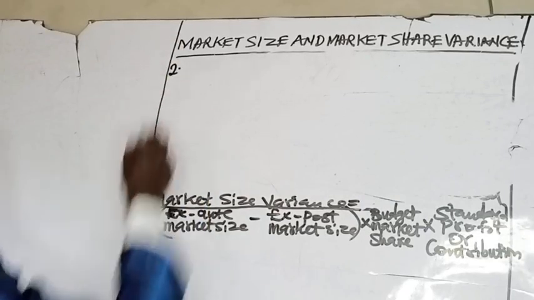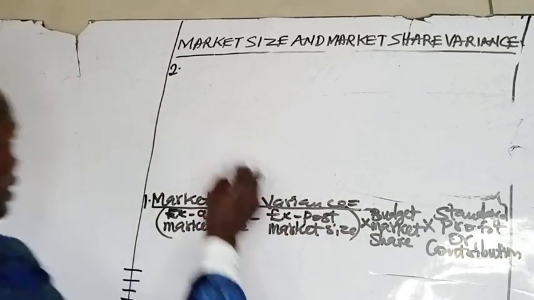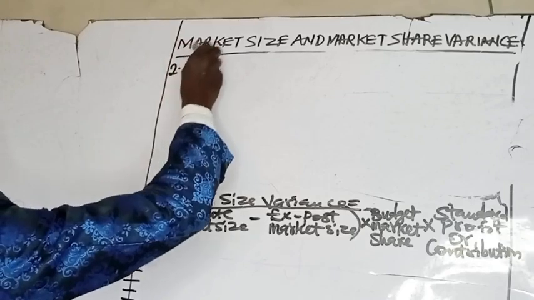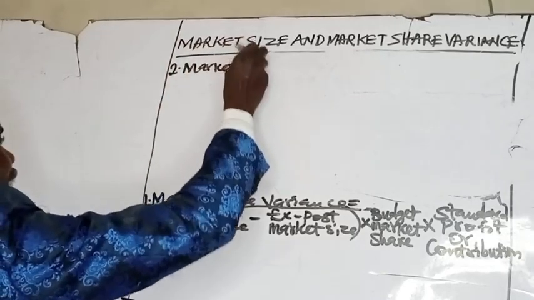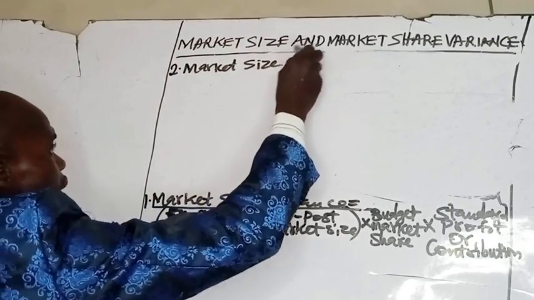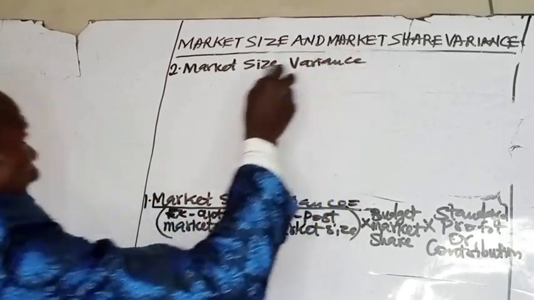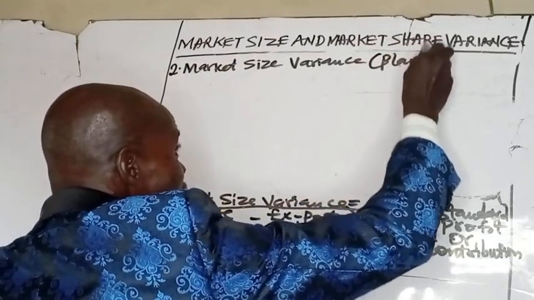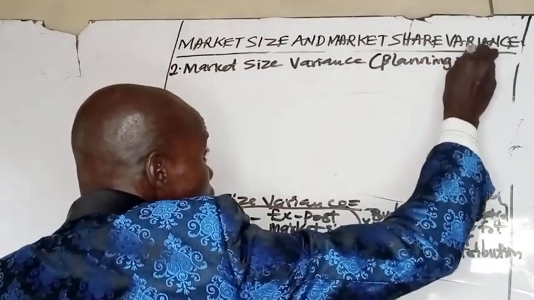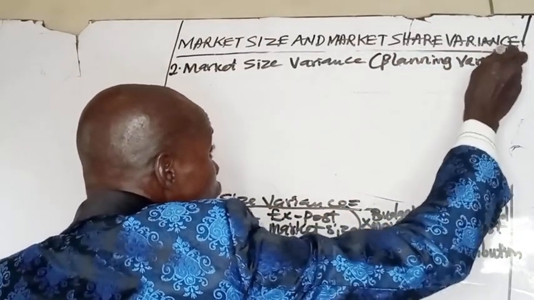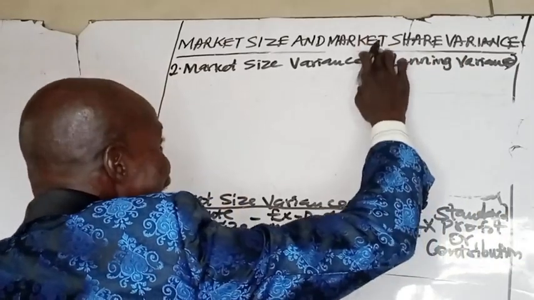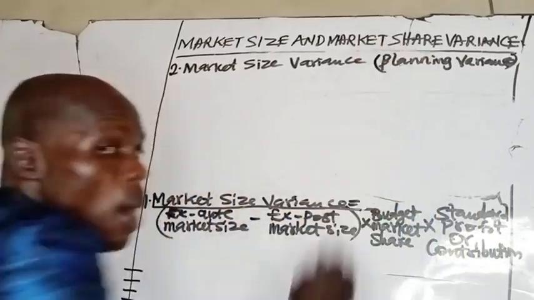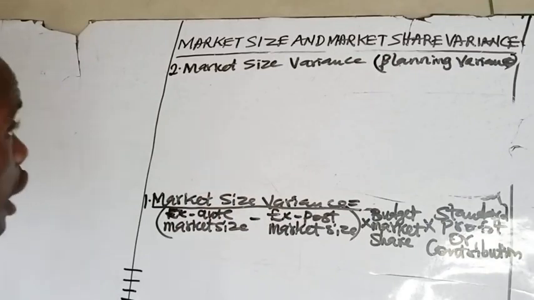Formula 2 for computing market size variance. You can equally compute the market size variance using this formula. Remember, market size variance is the planning variance for sales, while operational variance for sales is called market share variance. Please take note of that.